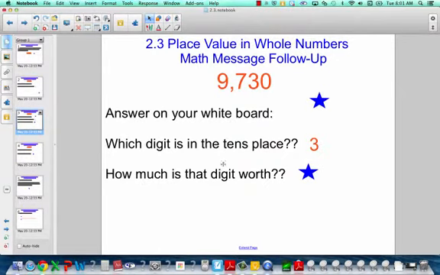3. And how much is that 3 worth? That means value. What is the value of that 3? Well, that 3 is in the tens place, and so that 3 is worth 30.